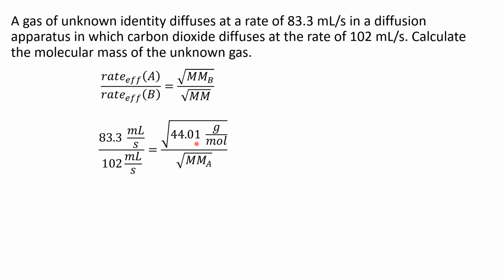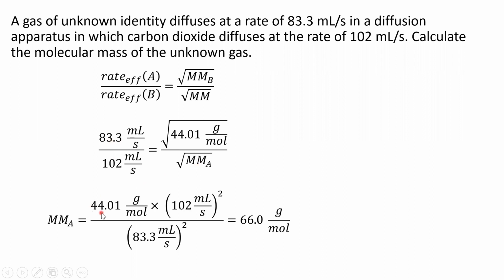So algebra-wise, we're going to need to square both sides of the equation. That'll get rid of our square root on the right-hand side. Then we're going to need to multiply both sides by X, the molar mass of A, and divide both sides by 83.3 and multiply both sides by 102. So we're just doing a little bit of algebra in order to solve for X, or the molar mass of A.